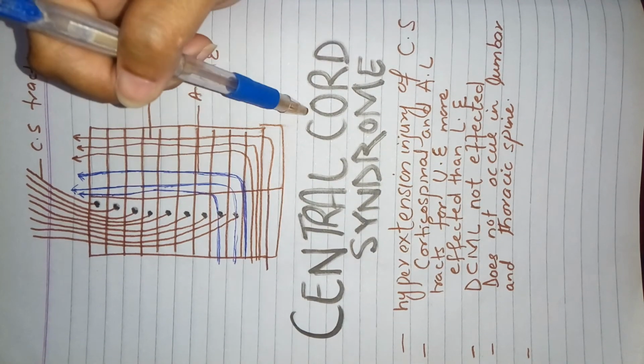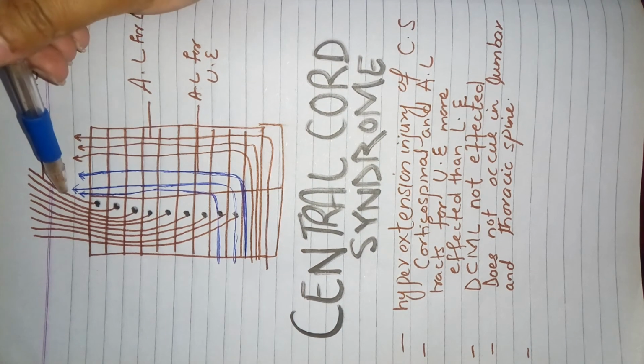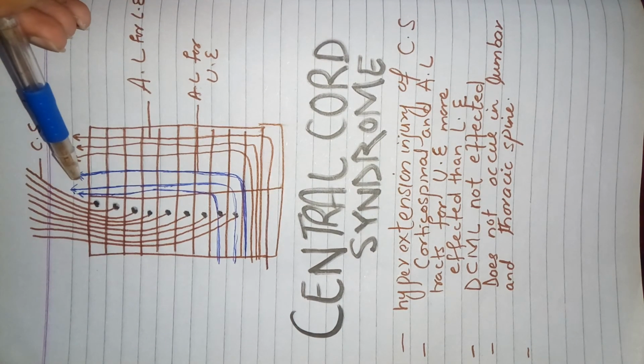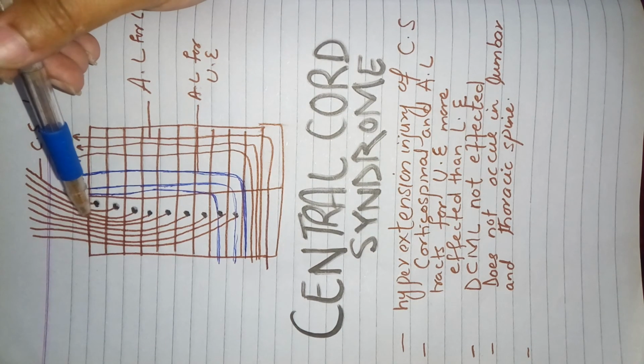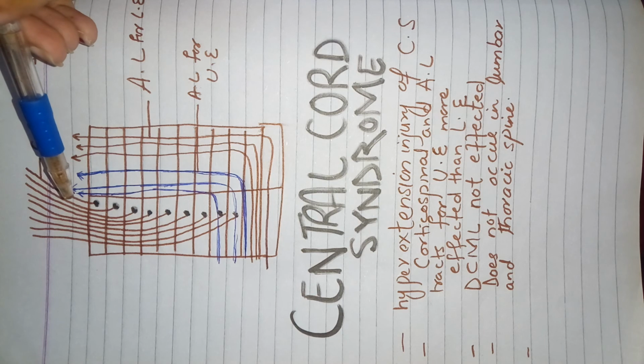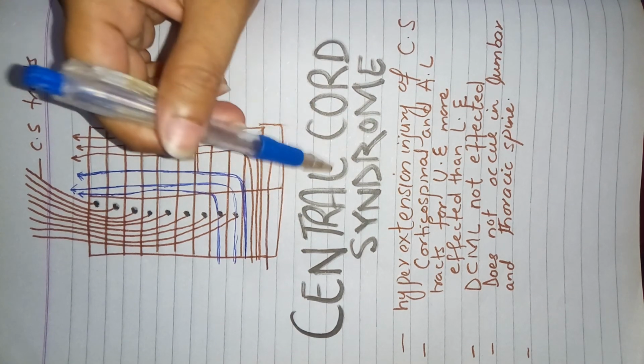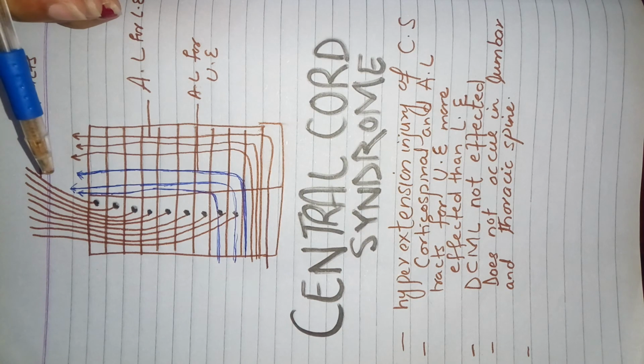So as this is a central cord syndrome, it will affect the central part more, and in the central part both the tracts for the upper extremity are present, so the upper extremity will be more affected. Okay, so this will result in the central cord syndrome.